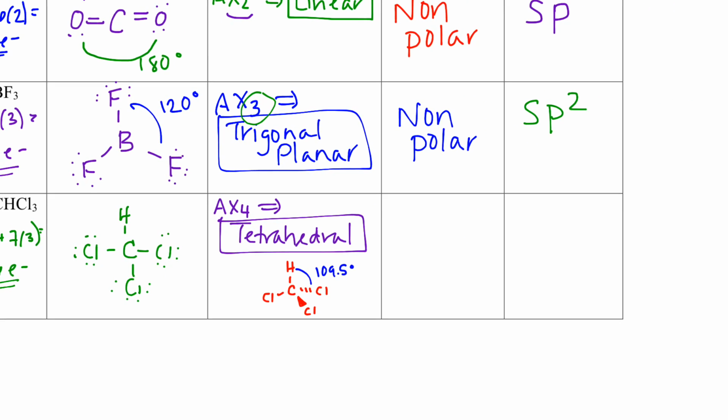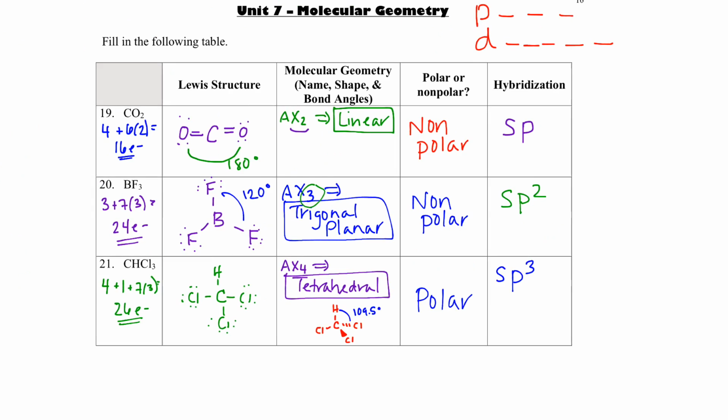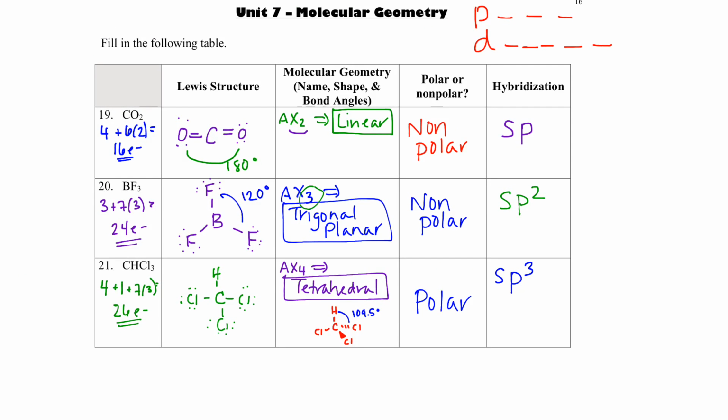As far as polarity goes, since everything attached to the center is not the same, this thing would indeed be polar. It would be pulled because those 3 chlorines have different electronegativities than the hydrogens. For our hybridization, if we have 4 total attachments, we'd have 1 s orbital, and we'd need 3 p orbitals. If these 4 things combine, we get a tetrahedral. Okay, so there's the first 3.